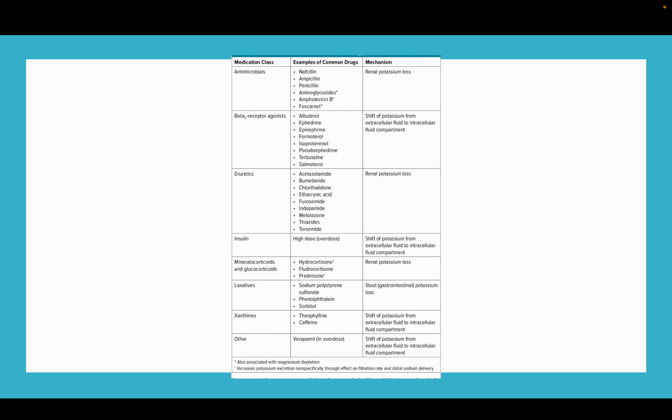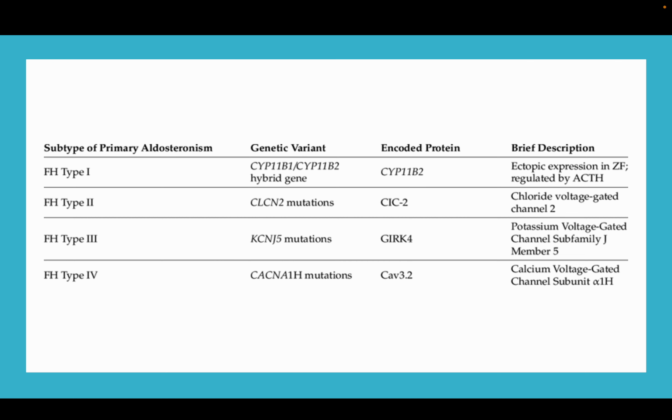So diuretics like acetazolamide, furosemide, metolazone, all thiazide diuretics can cause it; insulin can cause it, mineralocorticoids, laxatives, theophylline and caffeine, and verapamil can cause a shift. The most important ones to remember are diuretics, beta-2 receptor agonists and insulin. Also PPIs, cisplatin and amphotericin can cause hypomagnesemia, which can cause hypokalemia. They all need to be remembered when you are evaluating hypokalemia.